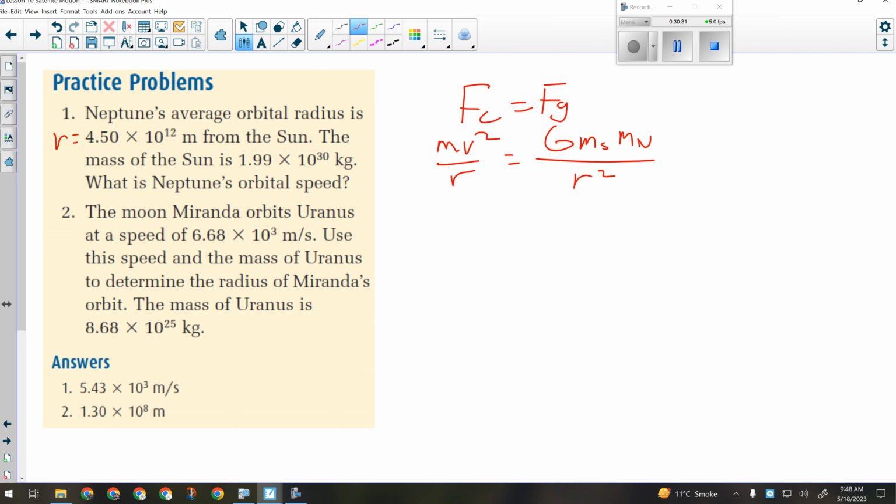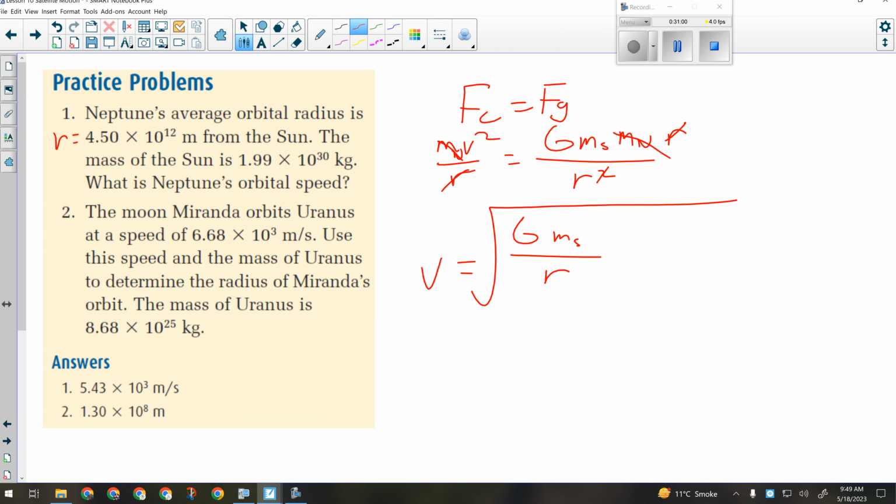It's always the satellite that is going to cancel. So this one's always the one moving in the circle. In this case that's Neptune. Neptune's mass is the one that is going to cancel off. All right, so we're looking for v, so I'm going to bring r over to this side. When I do that, r cancels off the square, and I only have a regular r on the bottom, and then I will square root all of that. So I'll have the square root of big G times the mass of the sun over r.